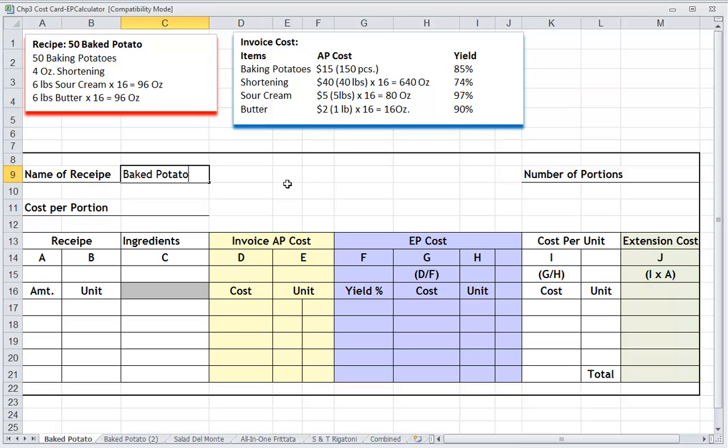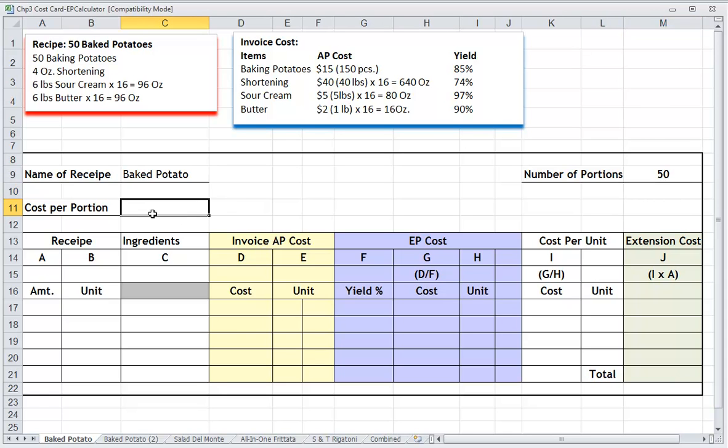The next thing that you need to include is the number of portions that this recipe produces. Now this recipe produces 50 baked potatoes. Now we do not know the cost per portion. We need to calculate that. So we're going to leave this blank for now. The next thing that we'll need to do is to go ahead and plug in the information that we have for the recipe over here, and this is the recipe information right here in the red highlighted box.